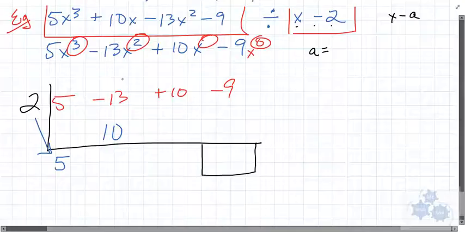What do we do with the columns? We add them. So what do I get? -13 plus 10 is -3. Very good. So that's one complete cycle. We're finished. And now we do it again.